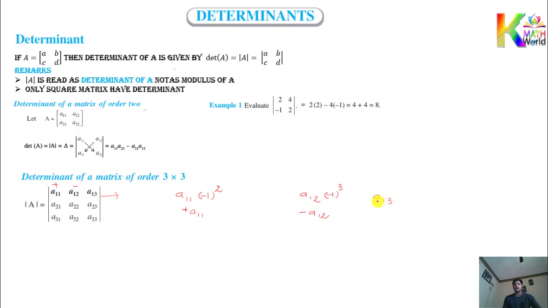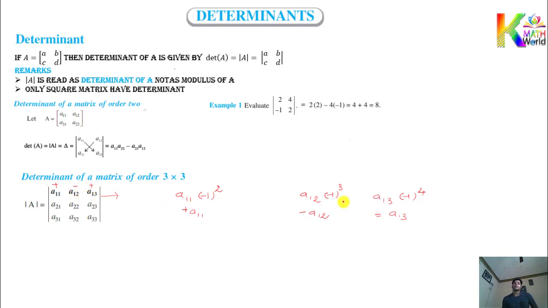Okay, same way for the last one, A13 into minus 1 raised to the sum of the suffix numbers. So 1 plus 3, that will be how much? 4. So minus 1 raised to 4, that is positive 1. So you got plus A13, plus sign. So I am going to put it here, plus sign.